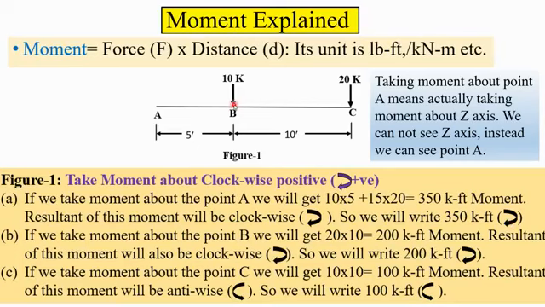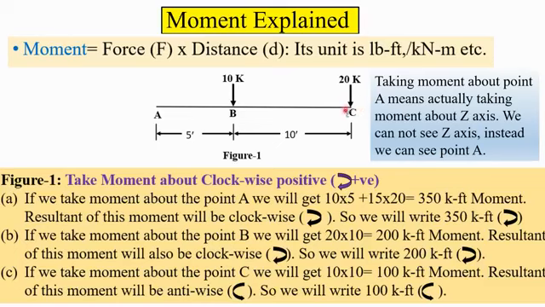If we take a moment from B, we'll get only one force, because this 10 kip force is on the point B. So it will be 20 into 10 clockwise. So it is 200 kip feet moment. The resultant of this moment will be clockwise, so we'll write 200 kip feet clockwise.